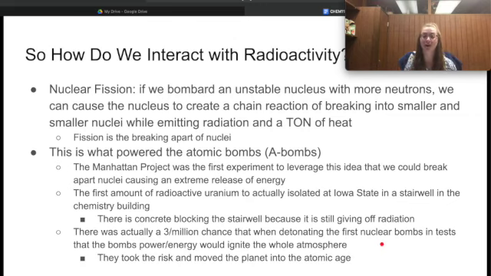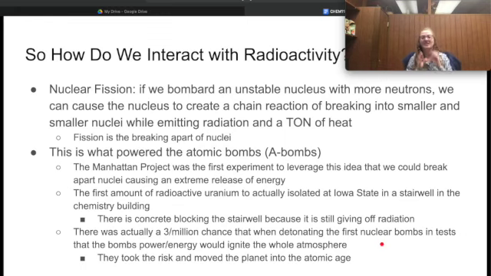They have concrete blocking off the stairwell, and it's got really thick doors, because that stairwell is still giving off radiation. To be able to separate it, they had to put it through a filter, and we call those filters that they used chemistry columns. I've used columns in my classes before, maybe about a foot and a half tall, right?